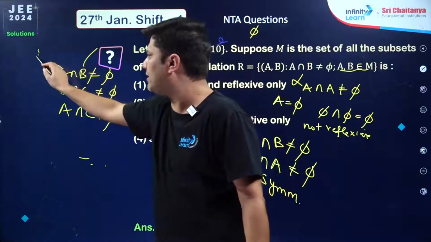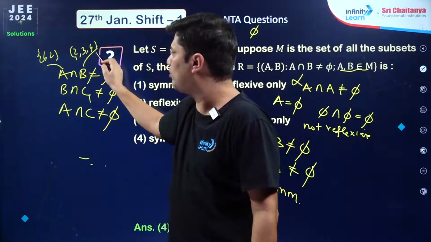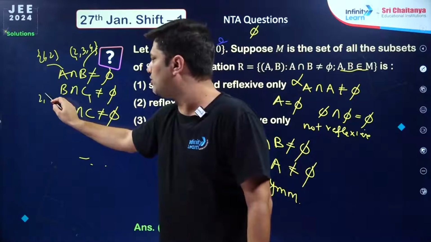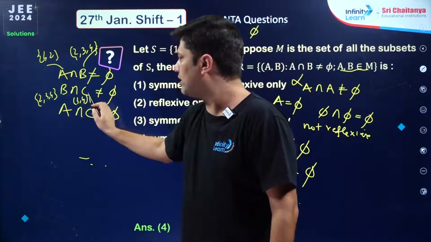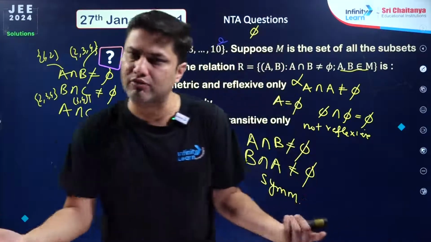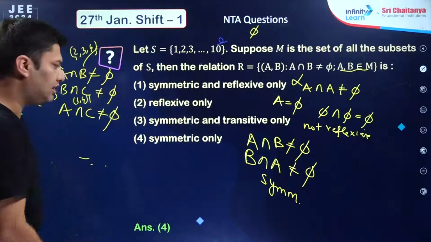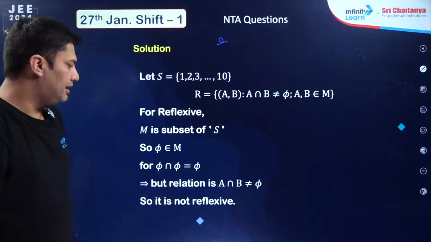You can take any example, like A is {1, 2}, B is {2, 3, 4}, and C is {3, 4}. You can say C and A don't have anything in common. So obviously it's not transitive also. So the relation is obviously only symmetric. Symmetric is the right answer.